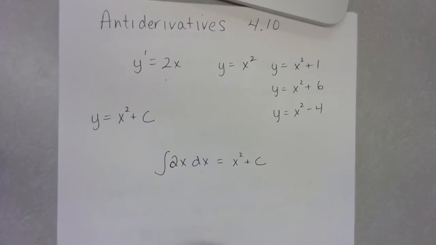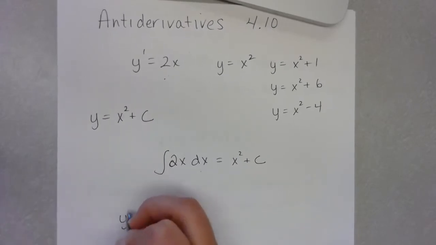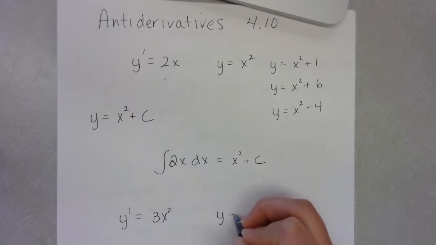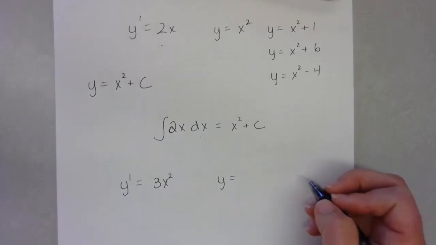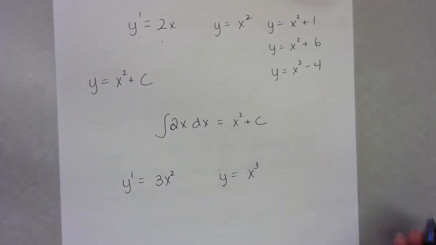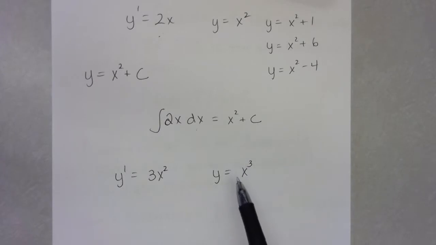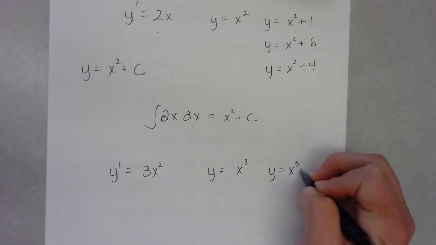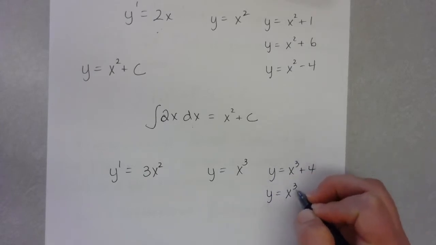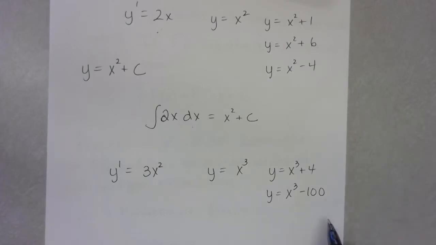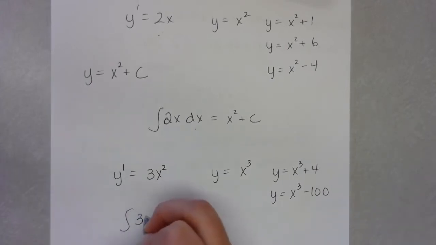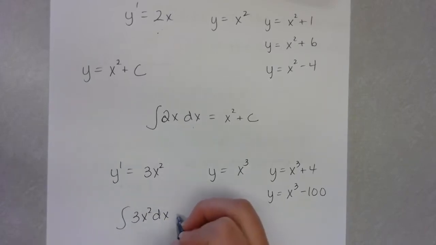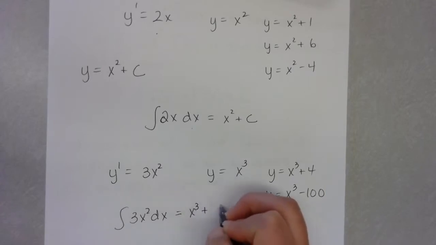If we think about the same thing here, if I have y prime equals 3x squared, it's not terribly difficult to think, well, what could y be? Well, y could be x cubed, right? Because if I take the derivative of that, I multiply down the 3 and then I get x squared. But again, my y could also be x cubed plus 4, or y could be x cubed minus 100, whatever, right? So we say that the antiderivative of 3x squared, with respect to x, for the dx, is equal to x cubed plus c.